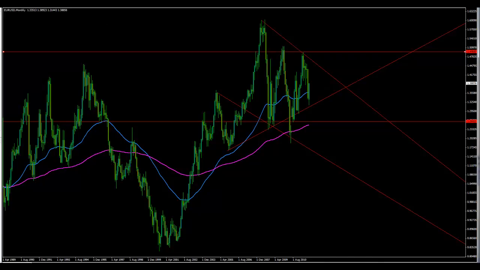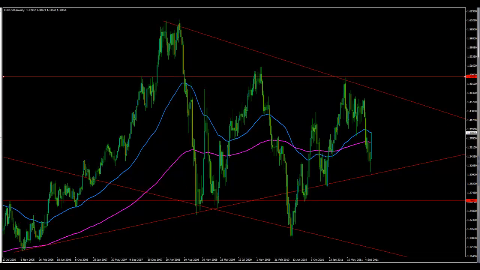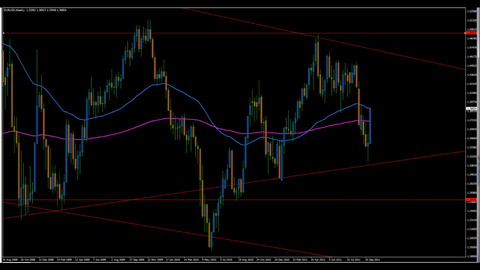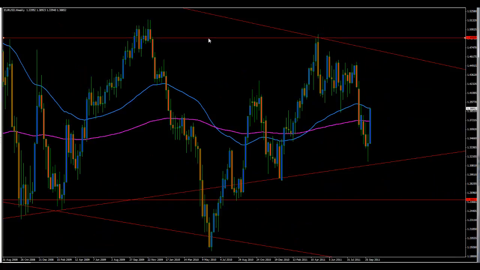Okay, now we're going to go down to the weekly. I'm going to show you some other ideas here. I'm going to dial this in just slightly. I'm going to show you some other patterns that repeat themselves in the form of Fibonacci levels.